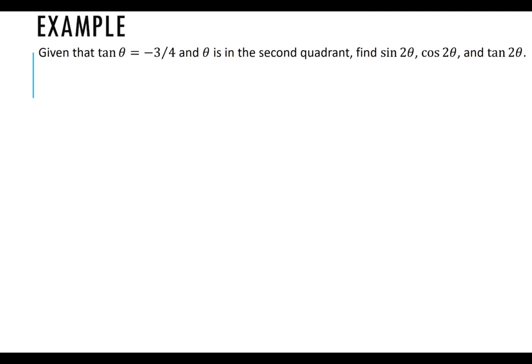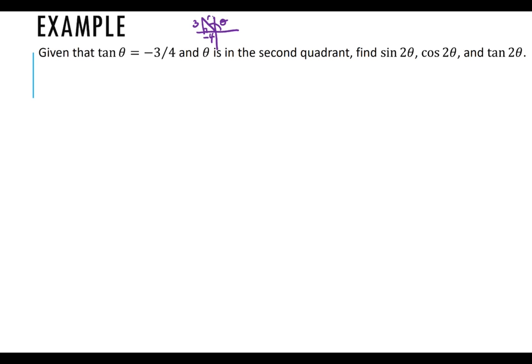Let's try another one. Given that tangent of theta is equal to negative 3/4, and theta is in the second quadrant, let's go ahead and make note of that. Theta is in the second quadrant. Find sine of 2 theta, cosine of 2 theta, and tangent of 2 theta. Okay, once again, these all go back to our picture. So I have my angle here, and because I remember that tangent is really y over x, because I'm over here in quadrant 2, I know that my y value is positive, so that's going to be 3 over negative 4.